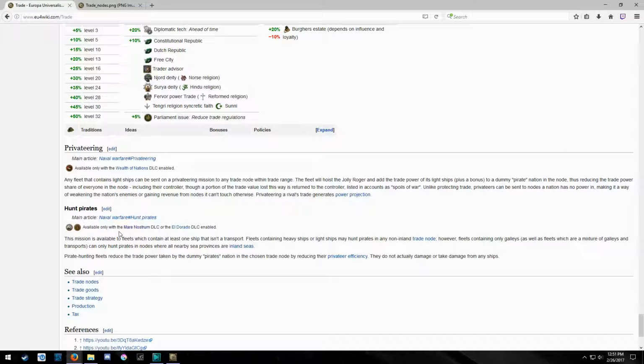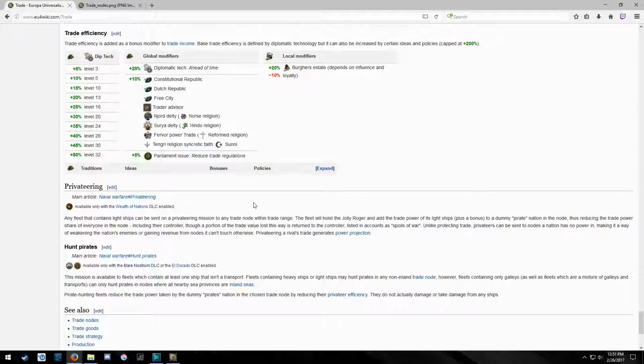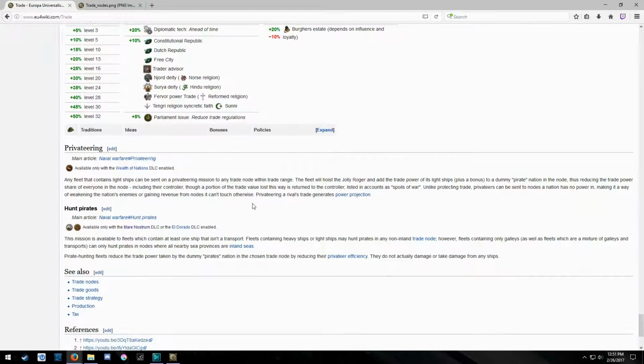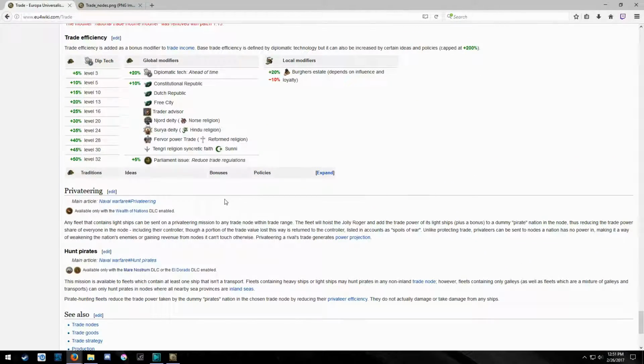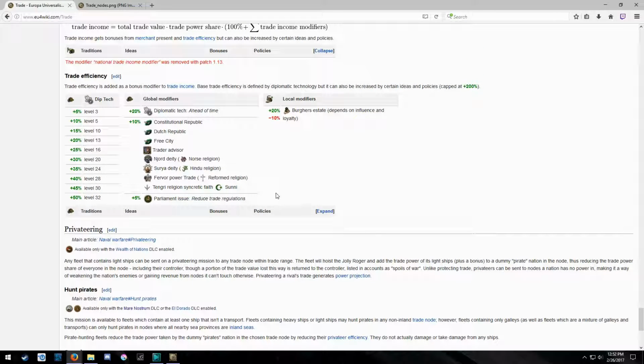Privateering and hunt pirates. DLC stuff. Basically, privateering is pirating the area, and hunt pirates is reducing the effect of privateering. Alright, so that's trade in a nutshell, or in a very expanded look. If there's anything else you want me to go deeper into, I will.